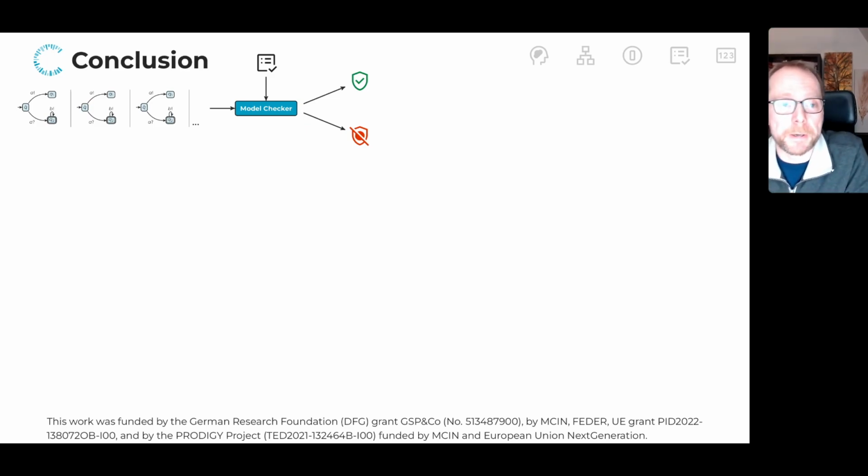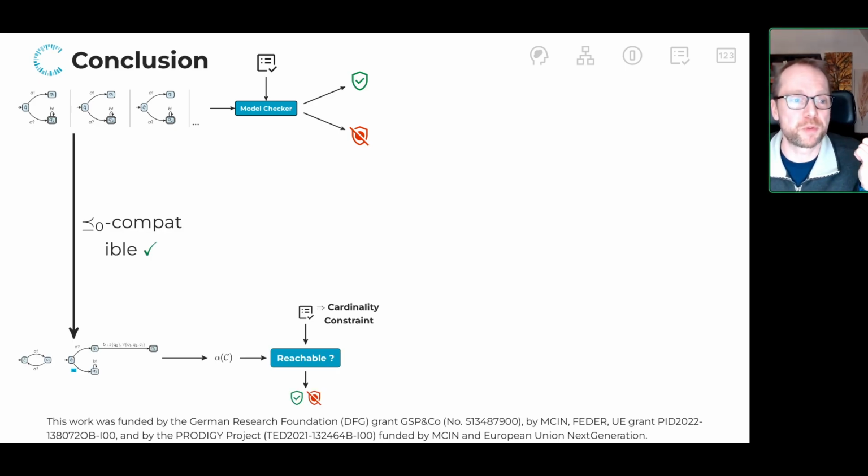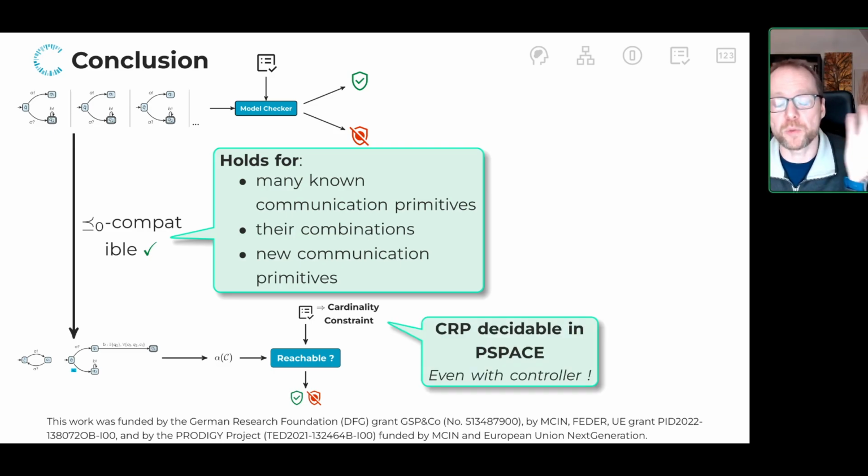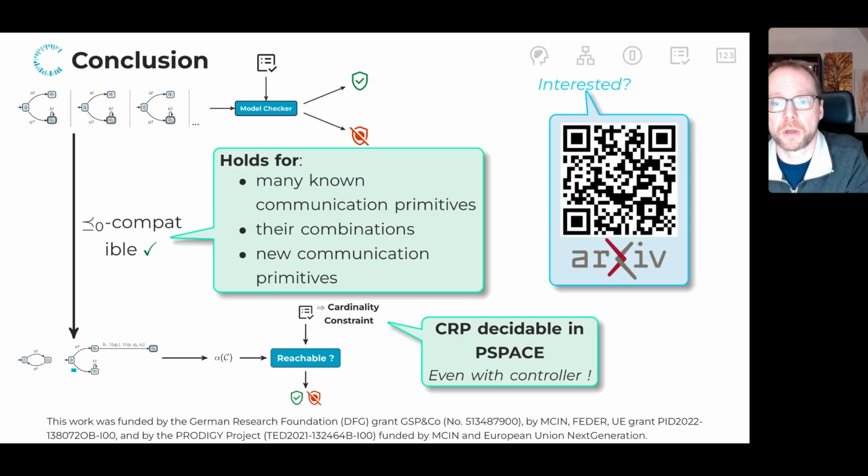Okay, so let me wrap up. We looked at the parameterized model checking problem for different types of systems and unified them into a framework that is based on compatibility with the 0-1 well-quasi order. And if we can prove that compatibility, then we can check cardinality constrained reachability in the abstract system in the 0-1 abstraction. And this holds for many known communication primitives, their combinations, and new communication primitives. And even with a controller process, the cardinality reachability problem is decidable in p-space.